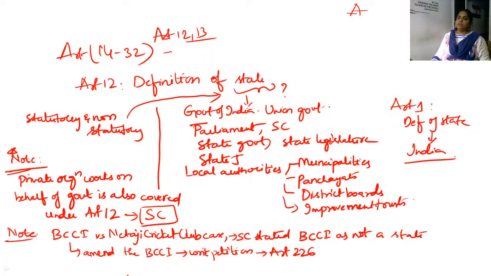So what is covered under the definition of state according to Article 12 is the central government, state government, any state legislature, or any authority working on behalf of the government, or any private organization. It is common sense that all these public organizations are defined as state. But a private organization working on behalf of the government, or representing the government, is also considered part of the state. So this is the definition of Article 12. Very easy. You have to remember only these points and emphasize them.